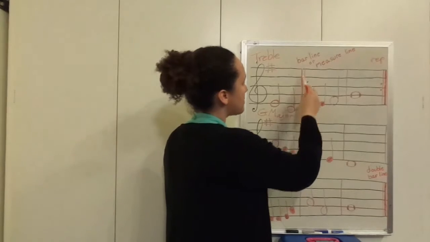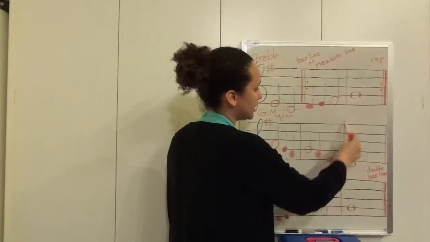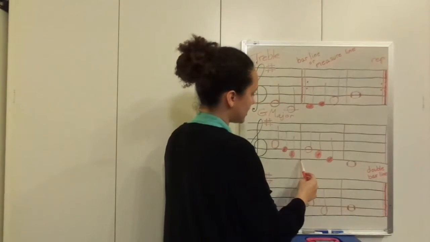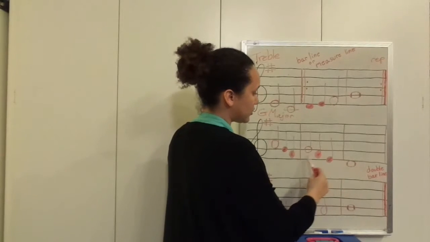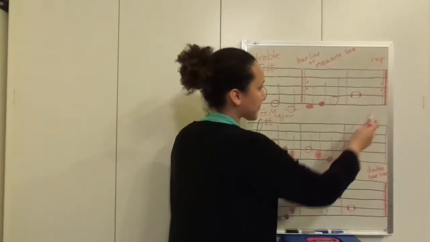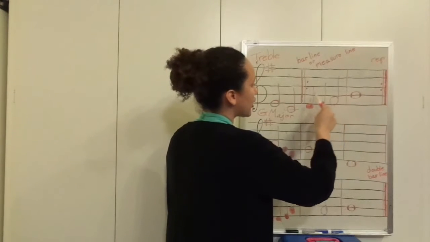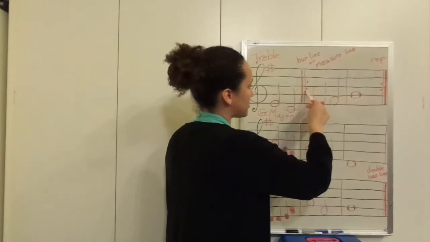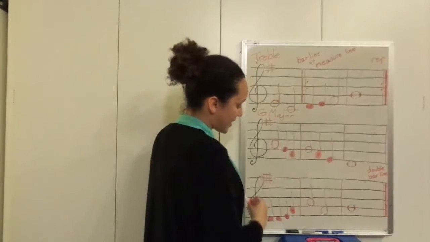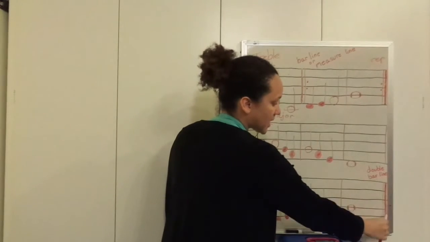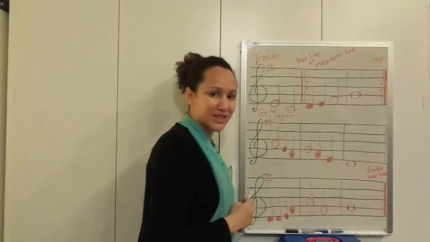And then we have measure lines, like here, here, and here, and they separate out the notes into measures. We have repeat signs, which mean go back to the start, or in this case, go back to the other repeat sign, since we have a repeat sign here. And then at the very end of the piece, we have the double bar line, which closes it out.